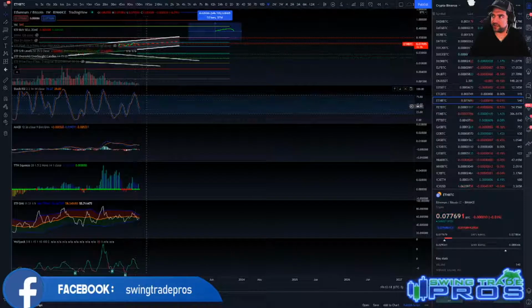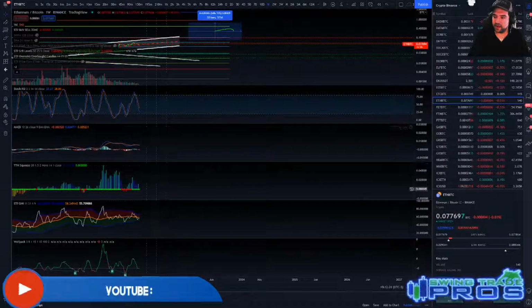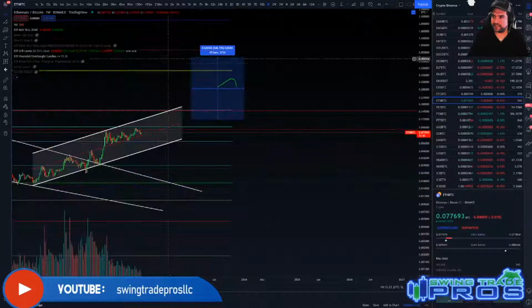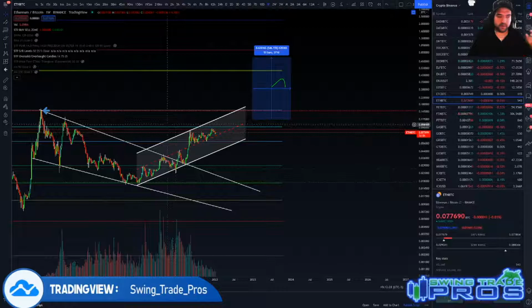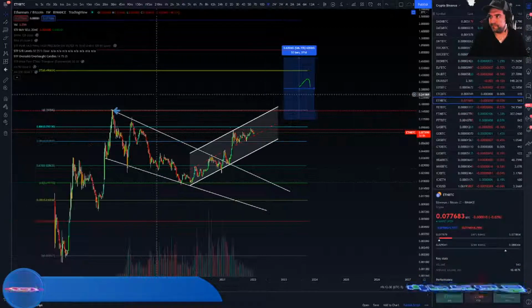As you can see, we are pointed down here on the weekly stochastic. We could get a little bit more of a back test and test the support area again. Like I said, we are in between these two ranges right now.